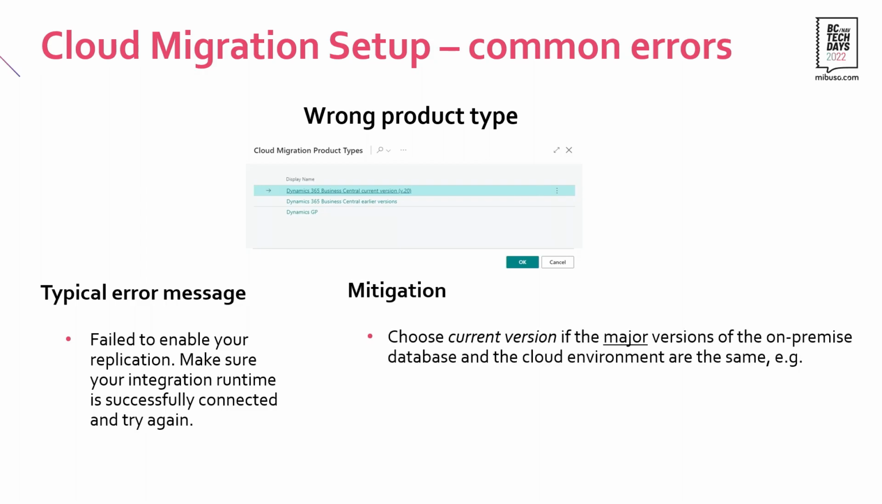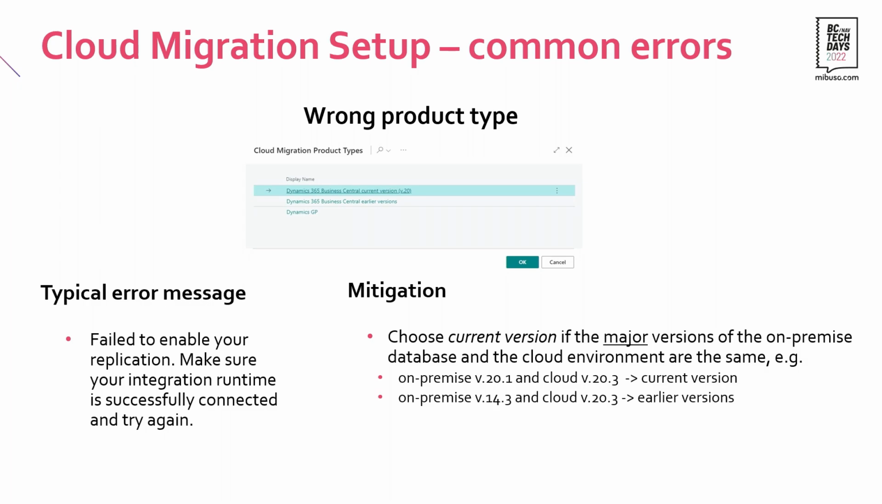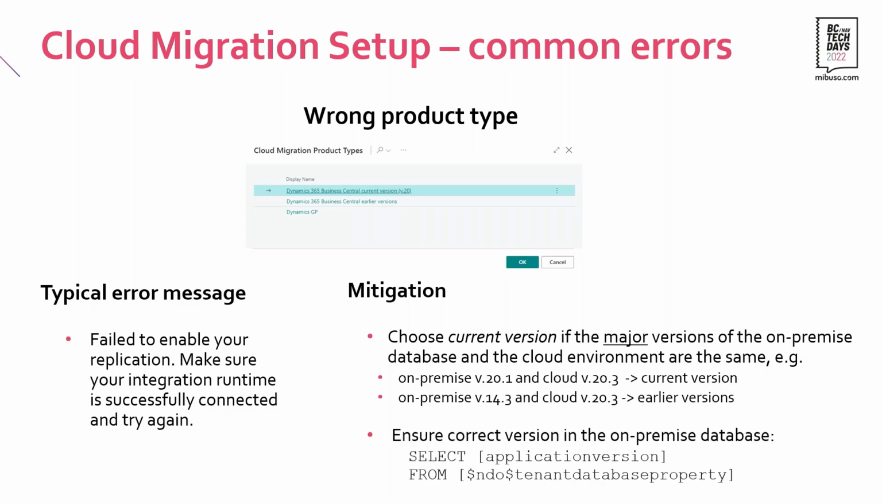So pick the current version if the major version matches. It's important that the major version is matching here from your source and the destination. Otherwise, pick the previous version. And one thing that is also easily missed is the application version property in the tenant database property table, which needs to be updated manually after an upgrade on-prem. If that one is missed and doesn't match, then we also see this error.